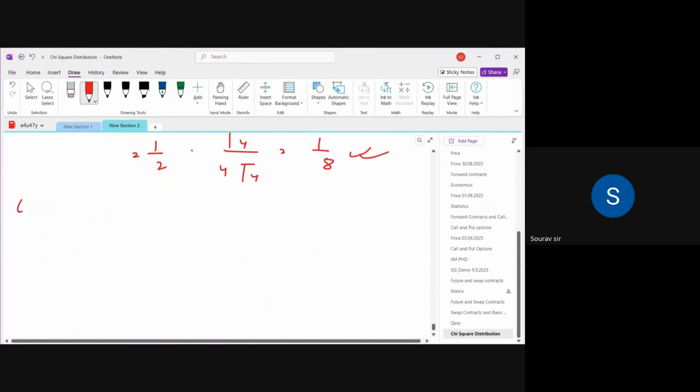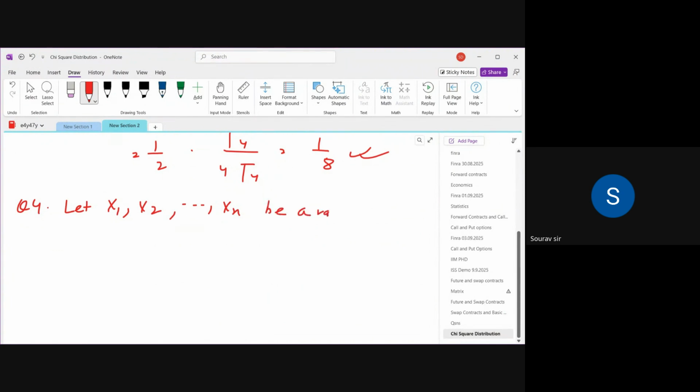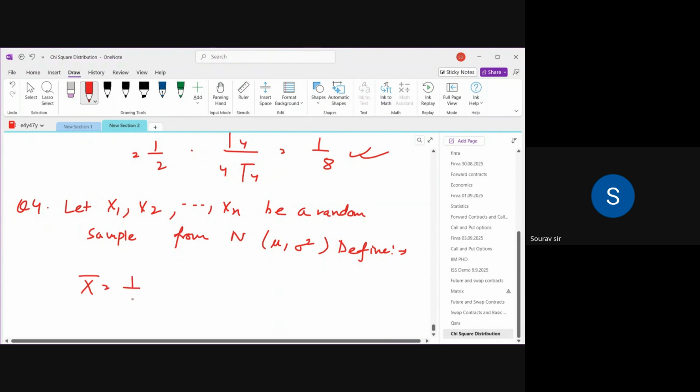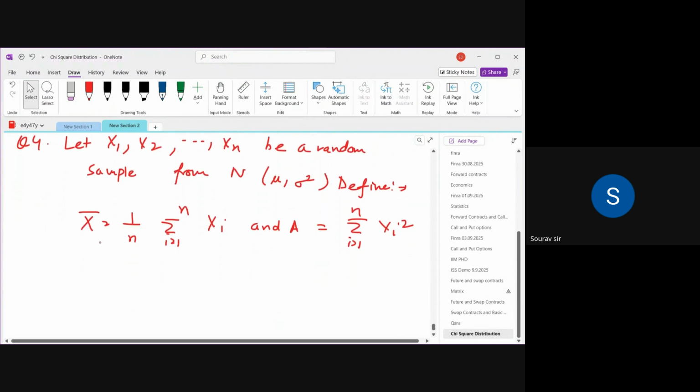So here, let x1, x2 till xn be a random sample from N(mu, sigma square). So we have to define X bar is equal to 1 by n summation of i from 1 to n xi, and A is equal to summation of i from 1 to n xi square. Question: which one of the following pairs will be independently distributed?